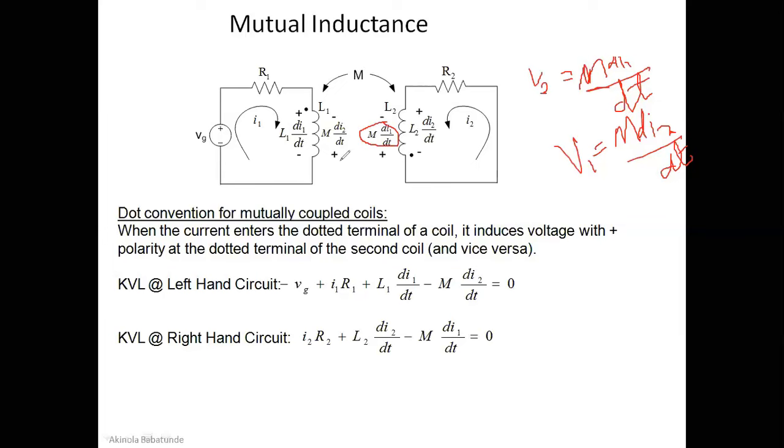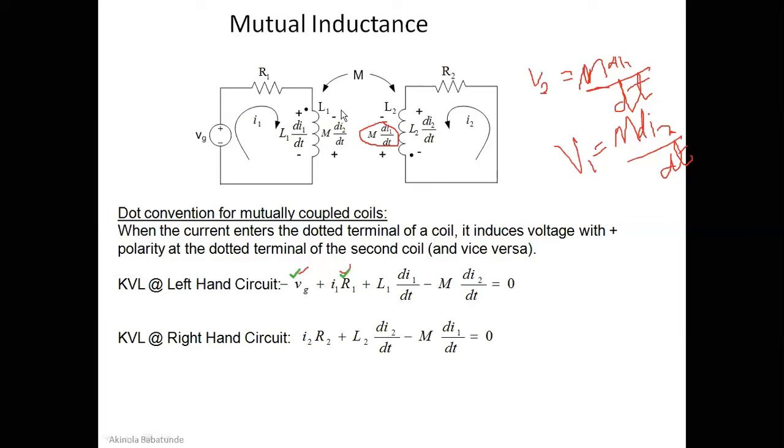So how do we then write the voltage equation for these two loops that we have here? If you carry out KVL at the left circuit, how do we carry out KVL? Let's go. We have minus VG here because we are going clockwise. So we have minus VG plus the current passing through R1, which is I1, so you have I1 R1 here.